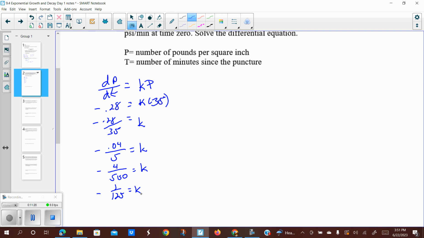So now we have that dP over dt is going to equal negative 1 over 125 P. And now we're in a position that we can go ahead and solve this thing, separating the variables. Multiply dt to the right, divide by P.